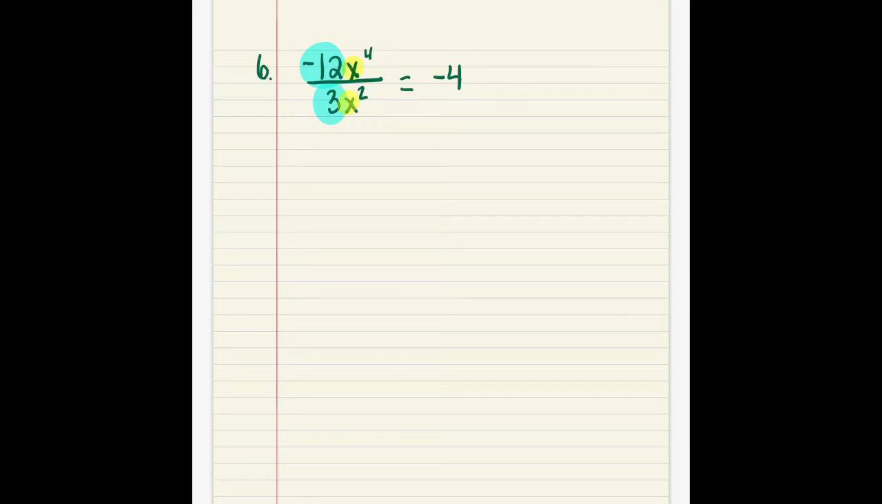Then our base is x. So we're going to combine both of those bases into 1x. And then we're going to go ahead and just subtract those exponents in one fell swoop. So we're doing 4 minus 2, which gives us a 2. So our final answer is negative 4x squared.